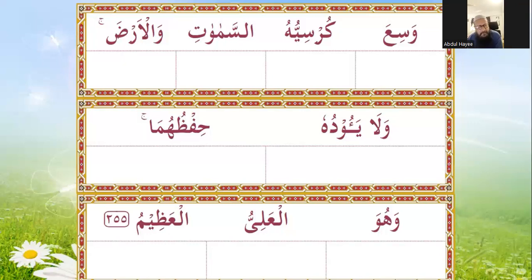We have studied Subhana Rabbi al-Azim. Allah was there. Subhana Rabbi al-A'la. Allah was there. We have studied Al-Azim in Ruku and Al-A'la in Sijda. So we know by Alif Lam they are definite. We know they are proper. We know they are singular. We know they are masculine.